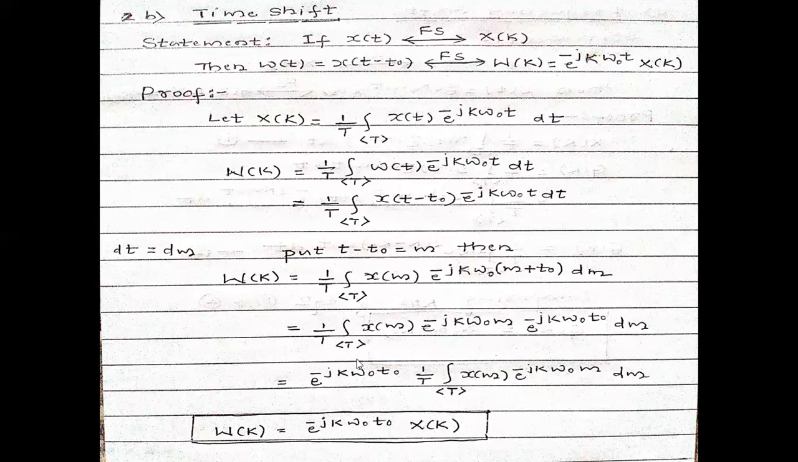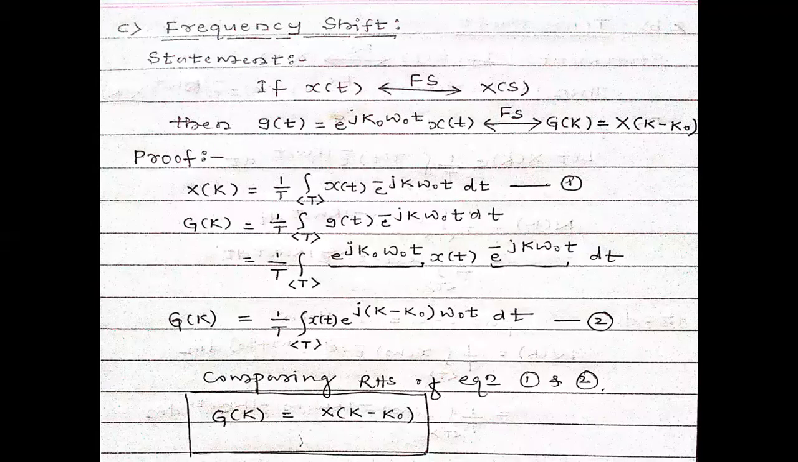So except for this exponential term, look at this term, 1 by T integration of x of m e raised to minus j k omega naught m dm. Is it the Fourier series representation of x of m? Yes, it is denoted by x of k. Only in place of x of t, we have x of m. So you can write x of k, right? So finally, w of k is equal to e raised to minus j k omega naught into t naught, x of k, right? You may call this one w naught or omega naught, both are correct. So this is the expected proof: w of k is equal to e raised to minus j k omega naught t naught into x of k. Move on to the next property, which is frequency shift, right?